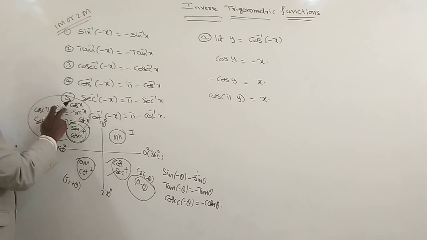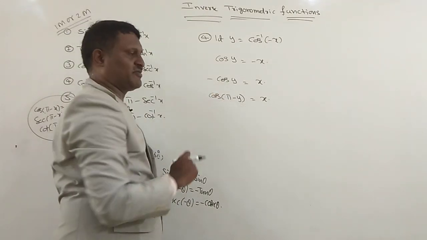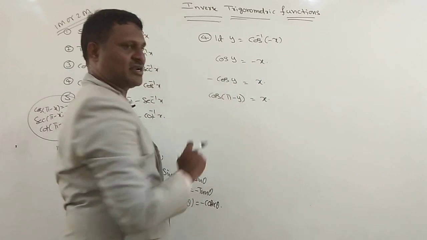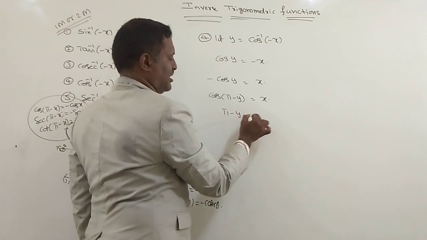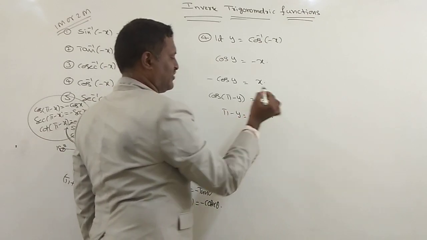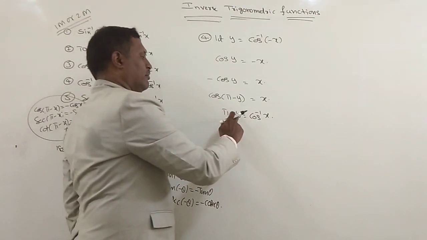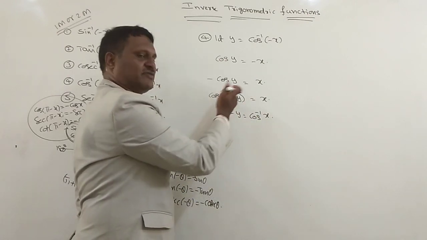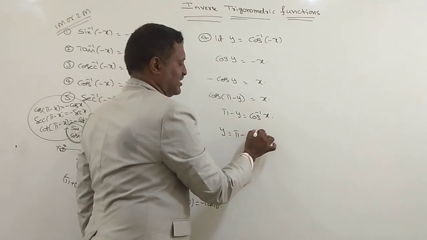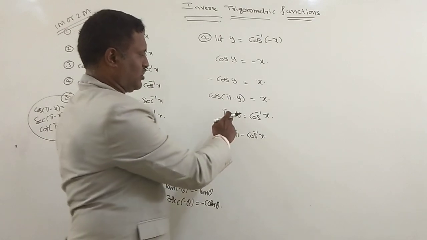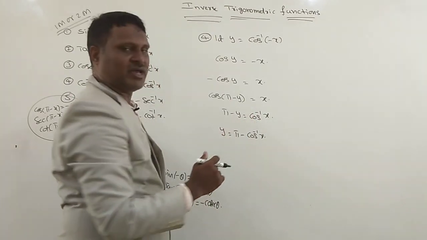Cos of pi minus x is minus cos x. So minus cos y we can write as cos of pi minus y, which is equal to x. Now take cos to the other side, so pi minus y is equal to cos inverse x. Now take minus y to that side and cos inverse to this side. So y is equal to pi minus cos inverse x.